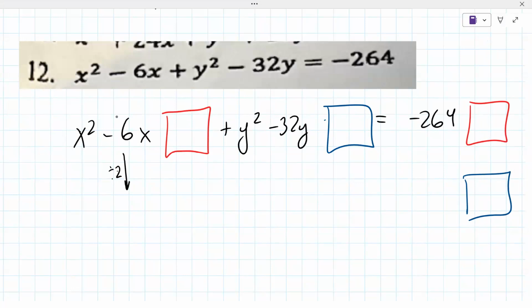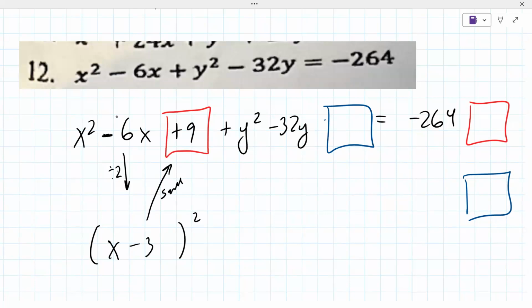Yeah, I'm writing everything out. That goes in parentheses. So you're dividing it with the sign. So it's -6 divided by 2. So x minus 3 squared. Yes. And then the number that goes in the red box is always positive until otherwise told. What is -3 squared? 9.